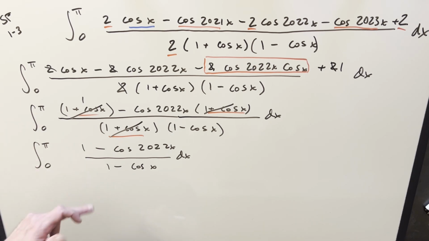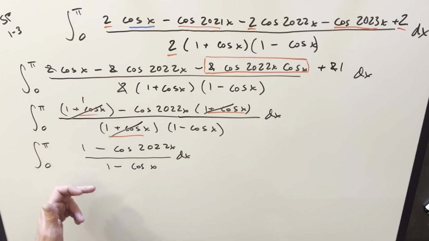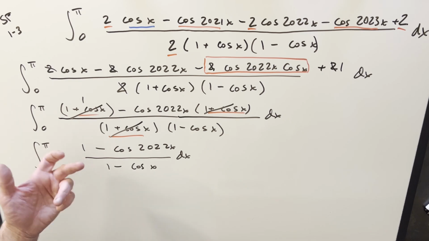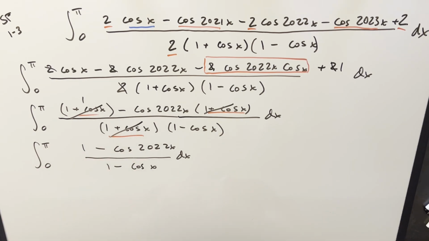I wanted to multiply in 1 plus cosine x, but that's kind of pointless because we just factored it out. It looks almost like we could do a Weierstrass substitution, except it's probably not going to work well with this cosine 2022x. Well, let me just clean up the board and we'll deal with this thing now.